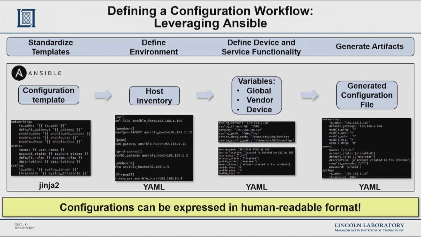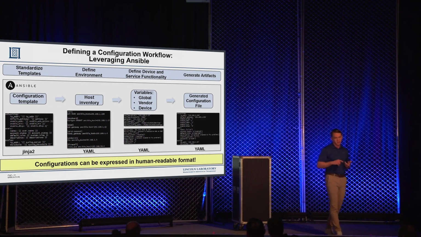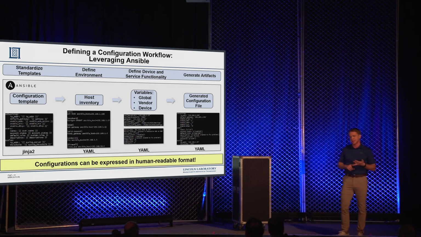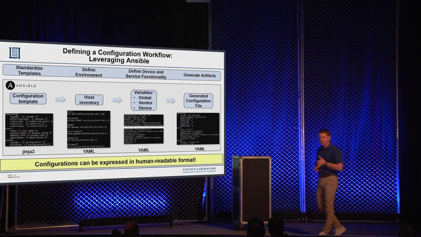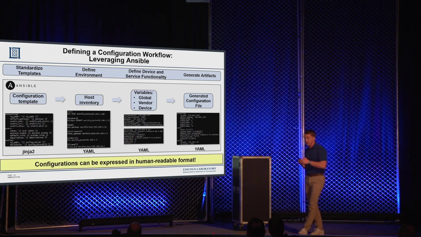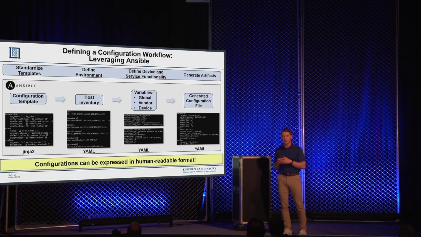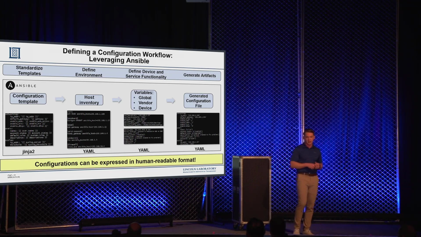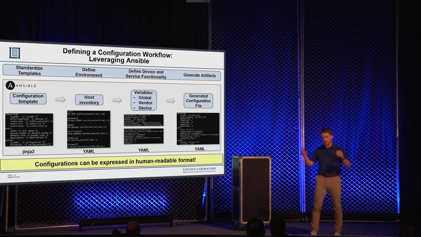So people can talk about asset inventory and things like that. That was kind of the part that we did there. You'd then define your device and service functionality. So this would be IP addresses, log locations, protection settings files, things like that that are more specific at the device level. And then ultimately that would generate artifacts. Here, artifacts would mean a configuration file, but perhaps you need a compliance report that says we do these things. And so that's the general configuration workflow.